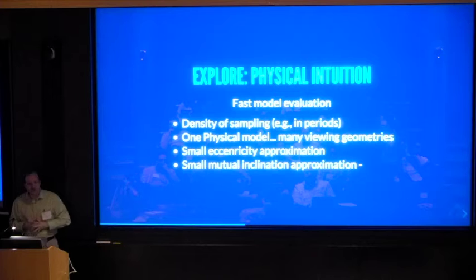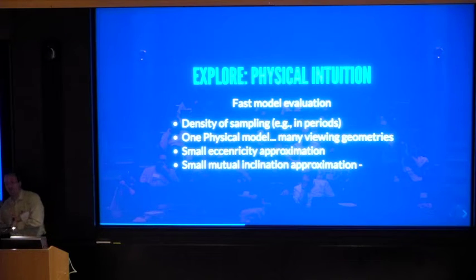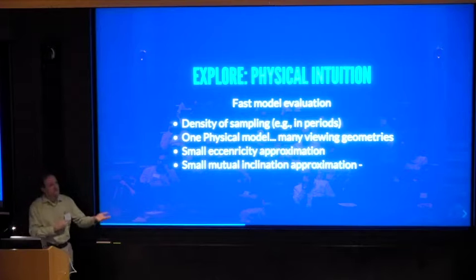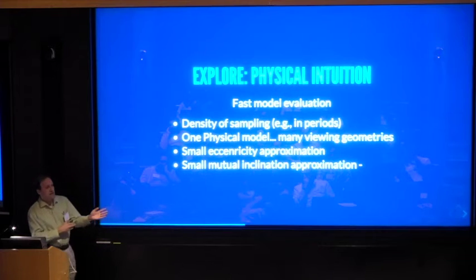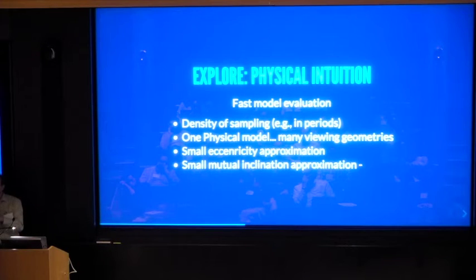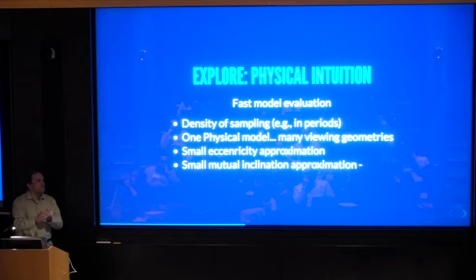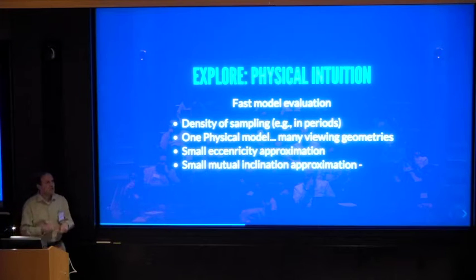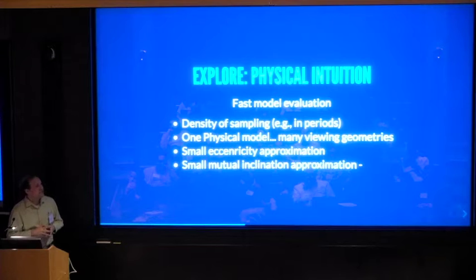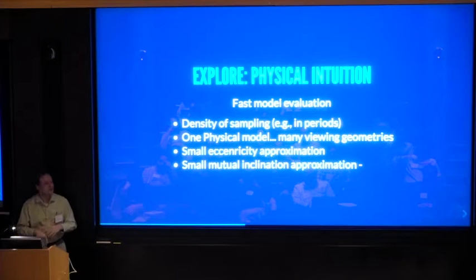A few other thoughts about how you can use your physical intuition to help. You may have a complicated model that's expensive to evaluate, but once you evaluate that model, you can view it from several different orientations. In that case, you can evaluate your physical model once and then compute either how it would appear to observers in different places, or maybe just derivatives of how it would appear to observers near the line of sight currently being considered, so that you're able to extract extra information from that one expensive model evaluation. Often there are small eccentricities or small inclinations that also allow you to not solve, for example, the full Kepler equation, but use a series expansion that would be much faster.